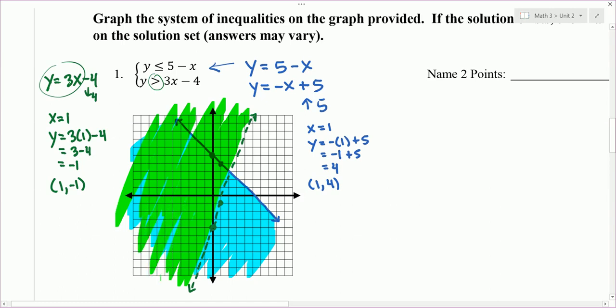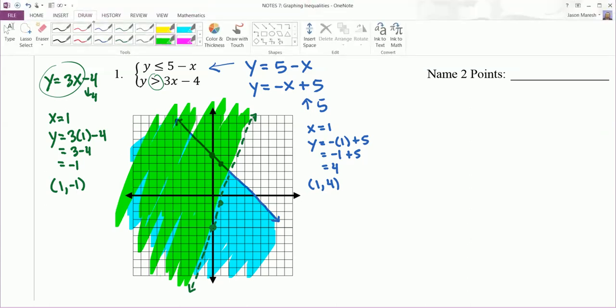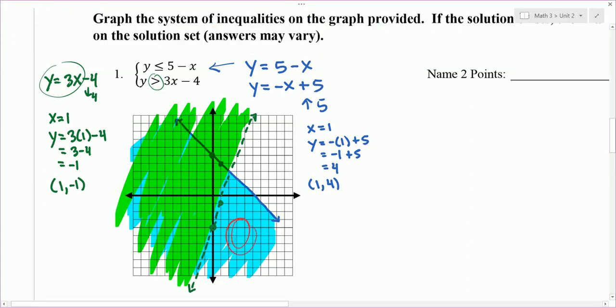Now our solution is where the shadings are both at the same time. If you notice in this region in here in the fourth quadrant, you just have the blue, or right up here at top you just have the green, or over on the right you don't have any shading. So the solution is not in any of those spots. The solution is where both shadings are at the same time.